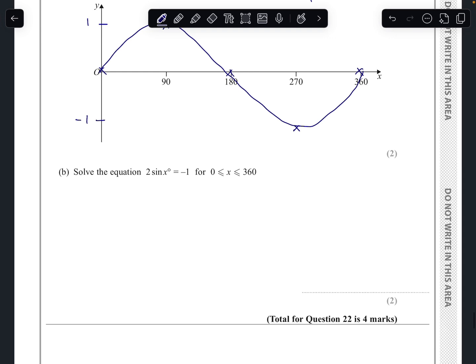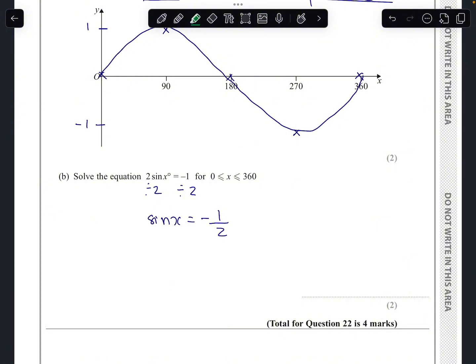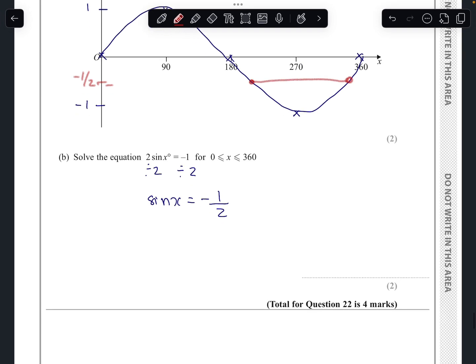Next one, solve this equation. So every time we're given a question like this, let's get sine x on its own. So divide both sides by 2. We have sine x equals minus 1 over 2. Looking at the graph that we've just drawn, we can see minus 1 over 2 is about here. We actually have 2 values, so we know we're looking for 2 values.